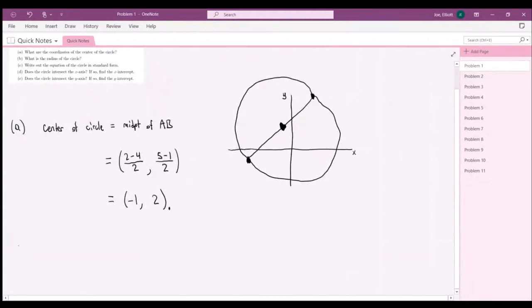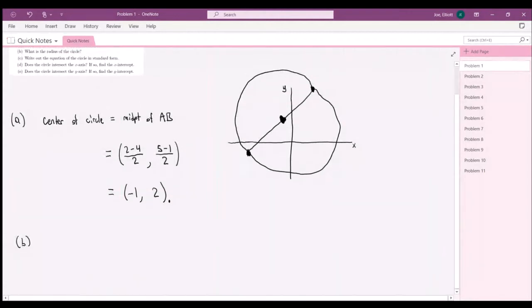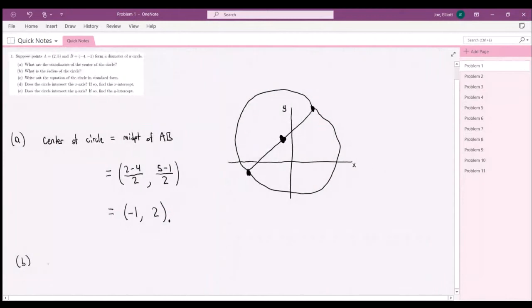Again, if you guys have any questions, just let me know. Okay, what if we wanted to find the radius of the circle? You could use this formula. Yes, that's right. We can use the distance formula, and what we can do is get the distance between one of the endpoints and the center. Let's say the radius is the distance between point A and the center, which I'll call C.